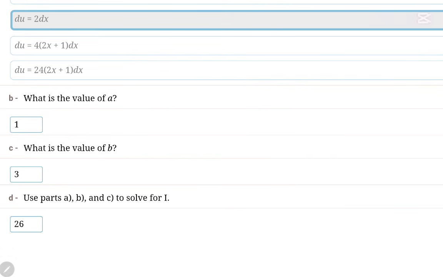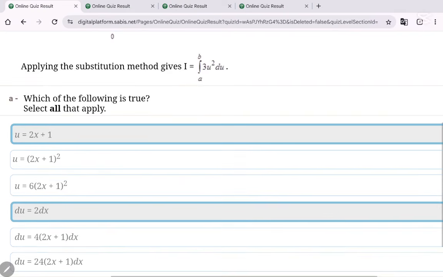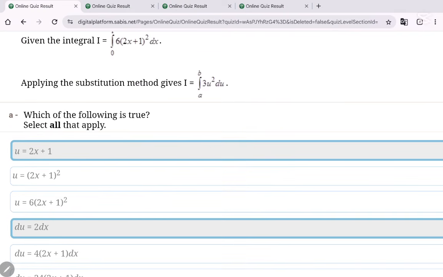Now, part D, they said use parts A, B, and C to solve for I. How can I solve for I knowing that I have A, B, and C? Very simply, we found the value of B, which is 3. A was 1. And then it's 3u squared du. What do you need to do now? You just need to integrate and substitute the values. That's all you need to do, right?